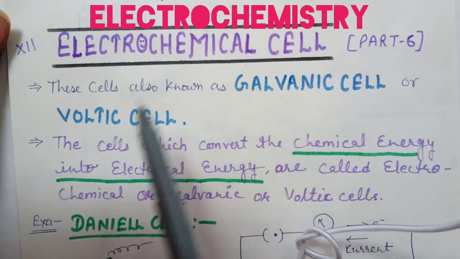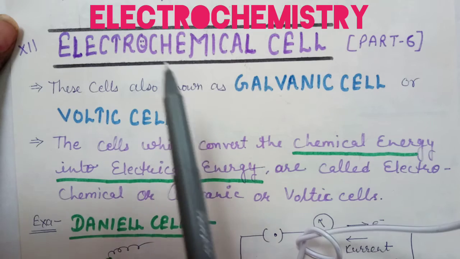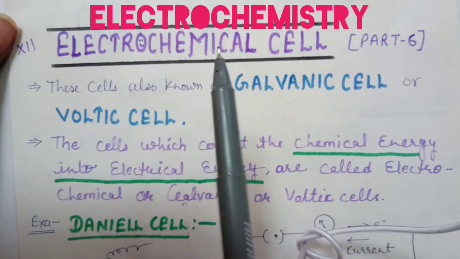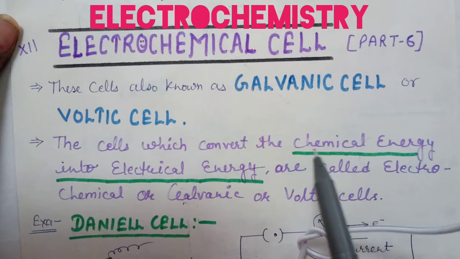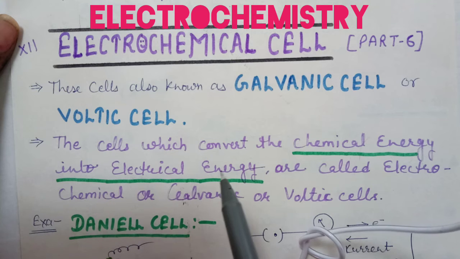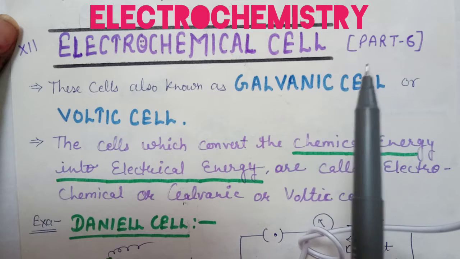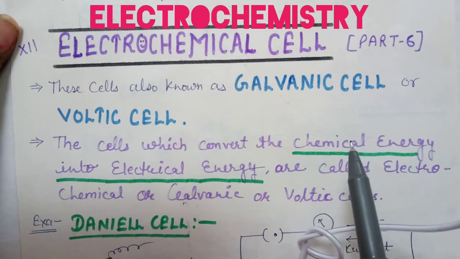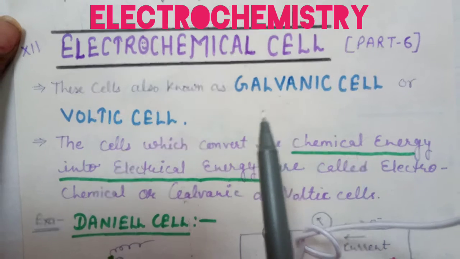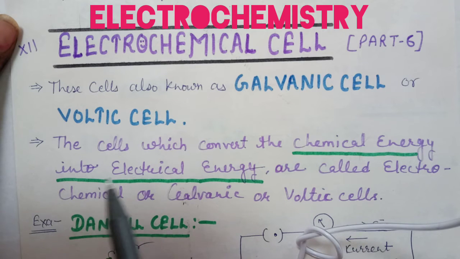Electrochemical cells are also known as galvanic cells or voltaic cells. First of all, what are electrochemical cells? Electrochemical cells are cells in which chemical energy is converted into electrical energy. In electrolytic cells we have studied that electrical energy is converted into chemical energy, but here in electrochemical cells the process is opposite, meaning chemical energy is converted into electrical energy.